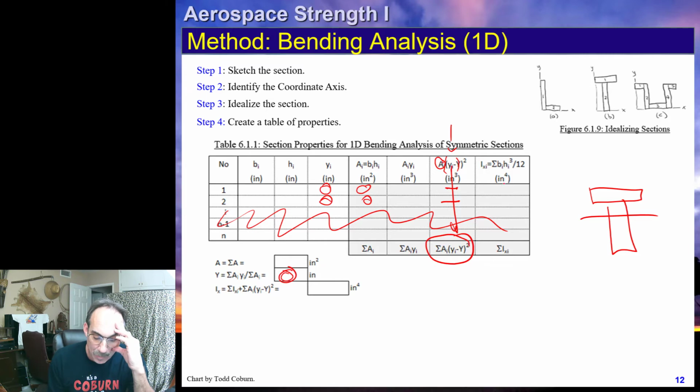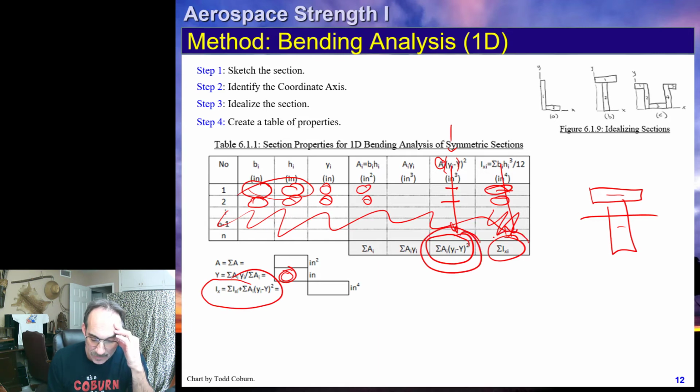Then we calculate the moment of inertia of each of these areas about their own axes. So for this element, it's going to be 1/12 bh cubed. That goes here. The second one is going to be 1/12 bh cubed. That goes here. Those are our only two terms. We add these together. Our total moment of inertia is going to be this column summed with this column, and we put that summation right there.